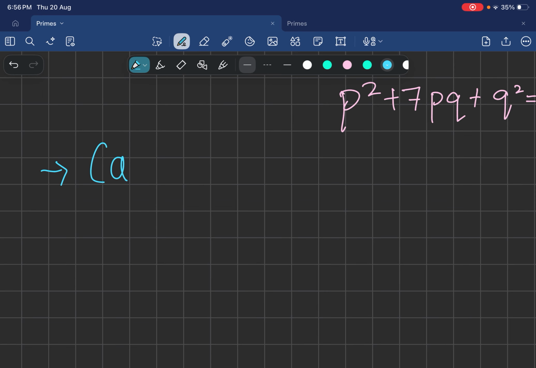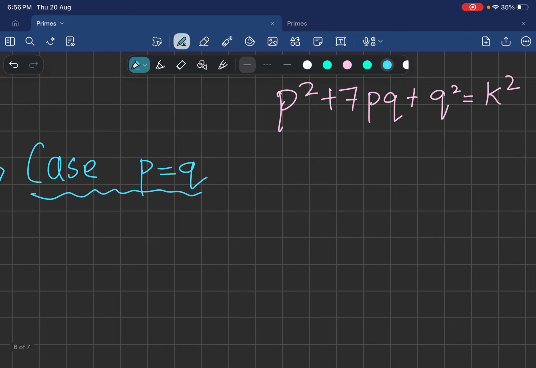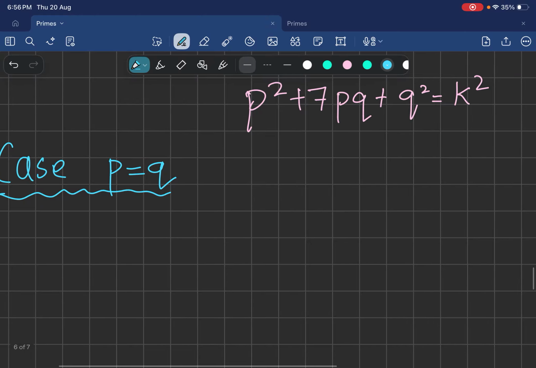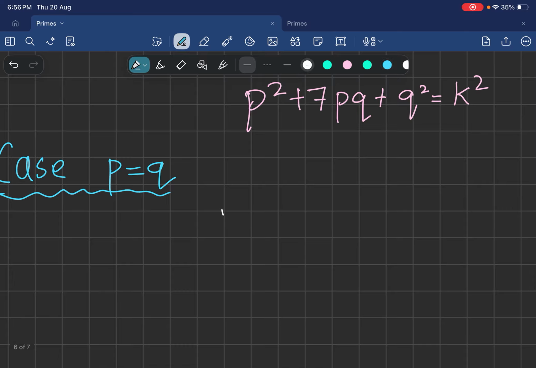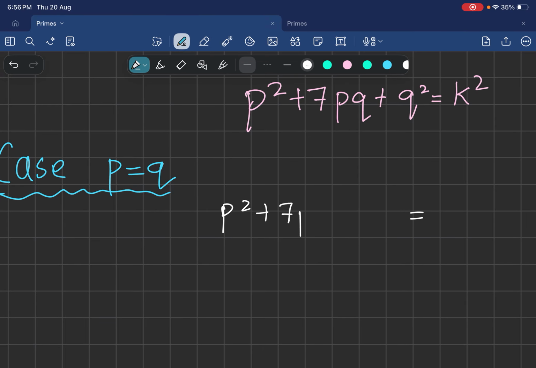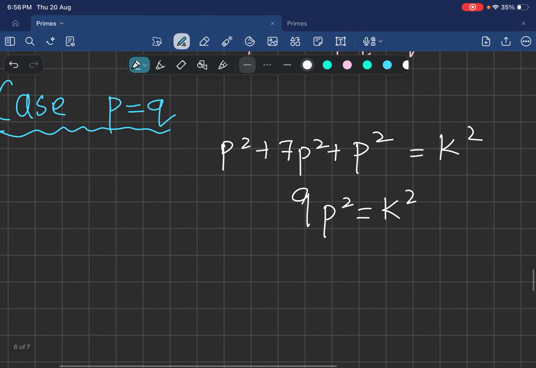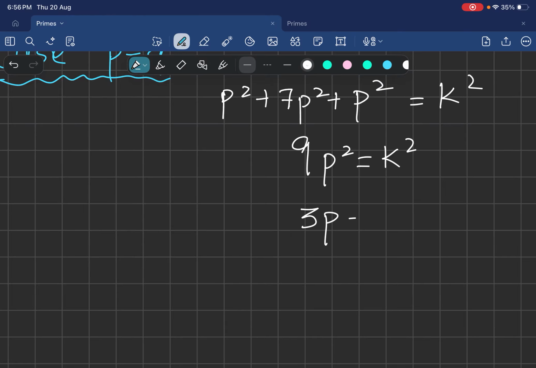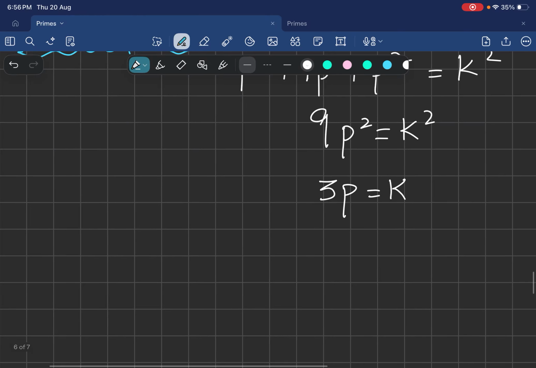Whenever you have a symmetric equation, always test the case p is equal to q. Always test the equal case. So if I test this, let's see what happens. If p is equal to q, then it will be p square, 7p square, and this will be p square as well, which will give me 9p square is equal to k square. This will give me 3p is equal to k.